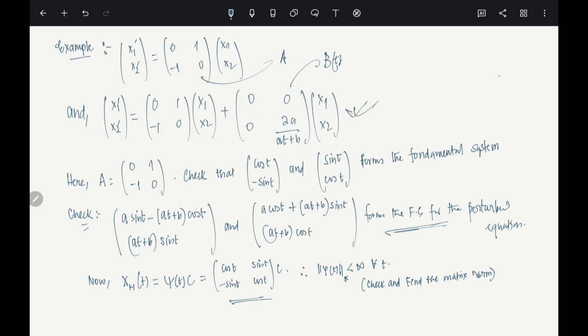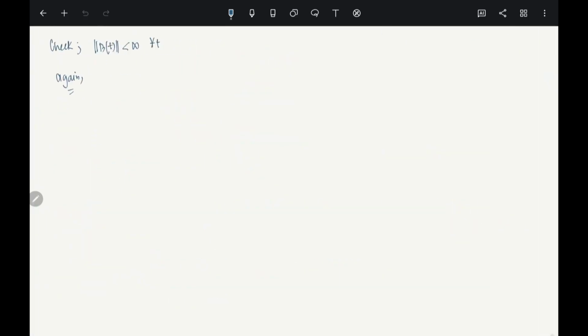Now what happens if I ask whether all solutions of this problem go to 0 or not? How do you find it? What you do is find out that all solutions of the original equation must go to 0, and then the norm of P(t) must go to 0. Anyway, let's find out what it is.